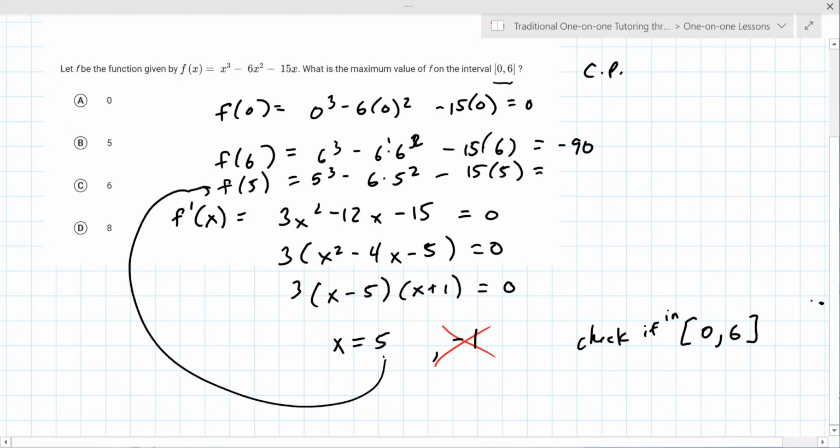Let's see here. So 5 cubed is 125. 5 squared is 25 times 6 is minus 150. 15 times 5 is minus 75. So this ends up being minus 100 when all said and done. Now you're looking for the max. So the maximum value is 0. It happens to occur at 0.